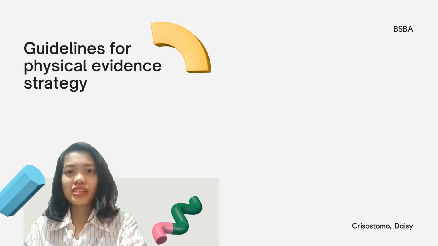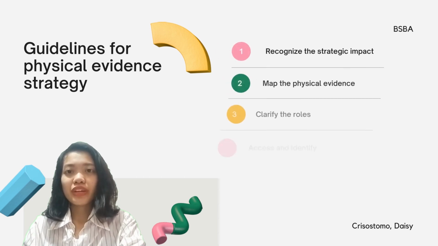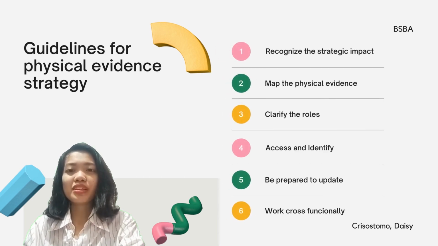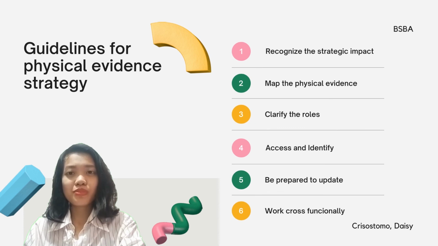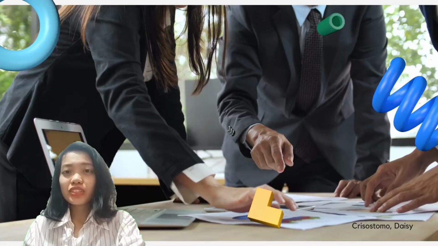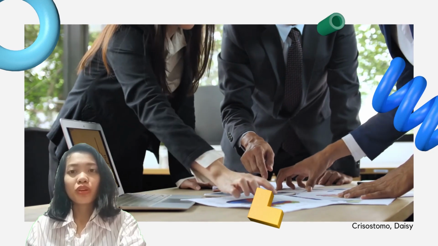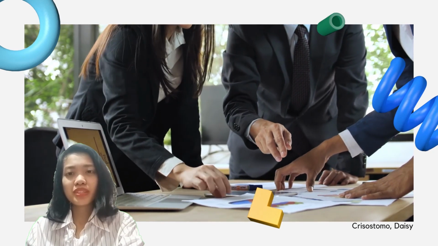Guidelines for physical evidence strategy. First, recognize the strategic impact of physical evidence. Second, map the physical evidence of service. Third, clarify the roles of Servicescape. Fourth, assess and identify the physical evidence opportunities. Fifth, be prepared to update and modernize evidence. Lastly, work cross-functionally. Strategy is important to make the business more appealing to consumers and also to reflect on how the business will be seen by the consumer.